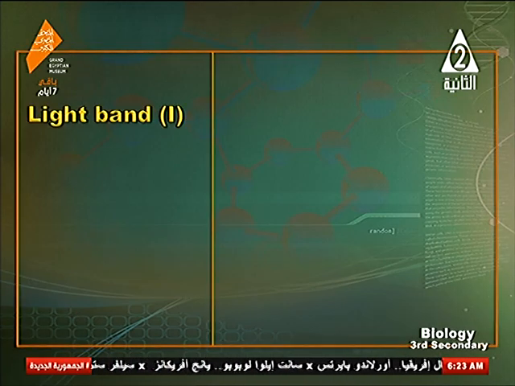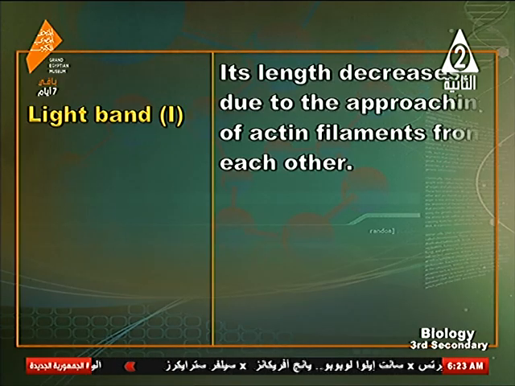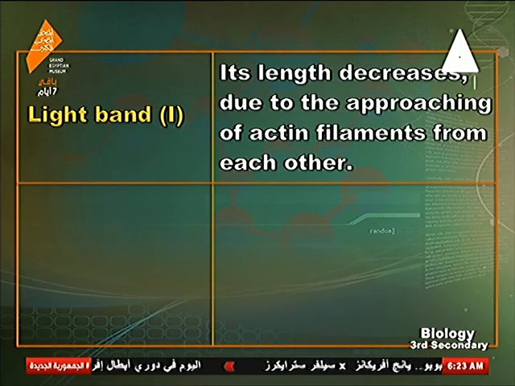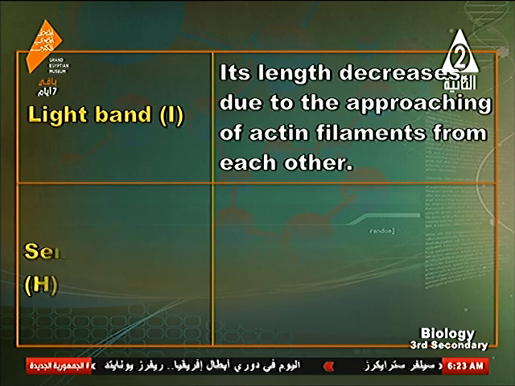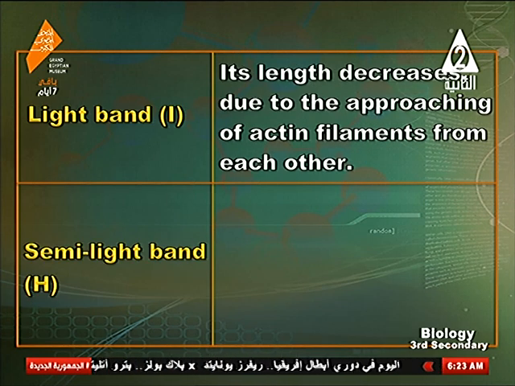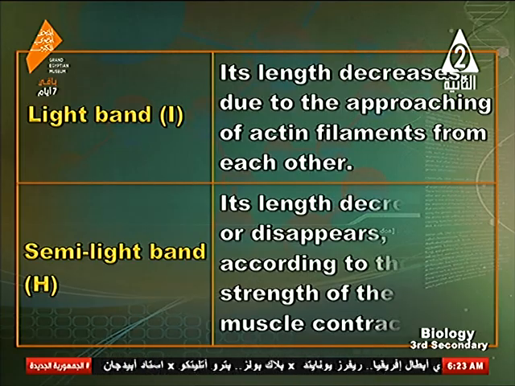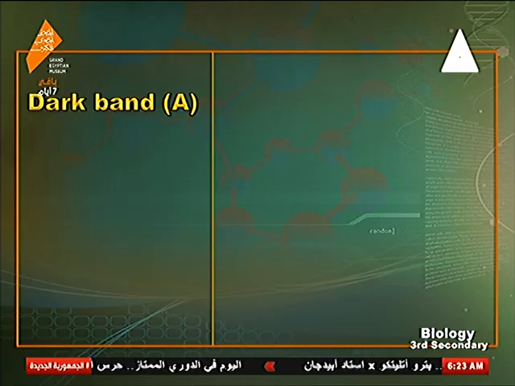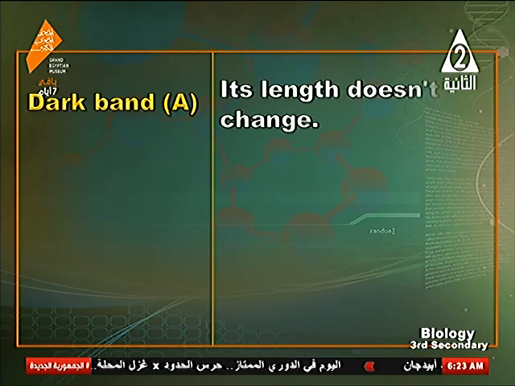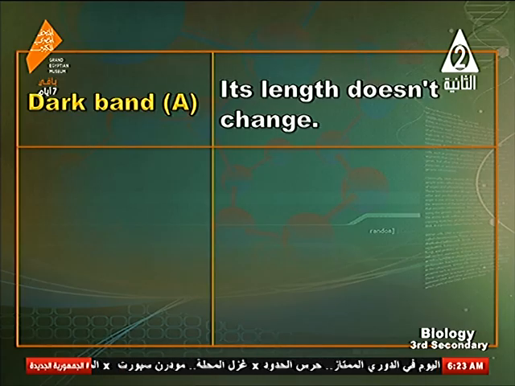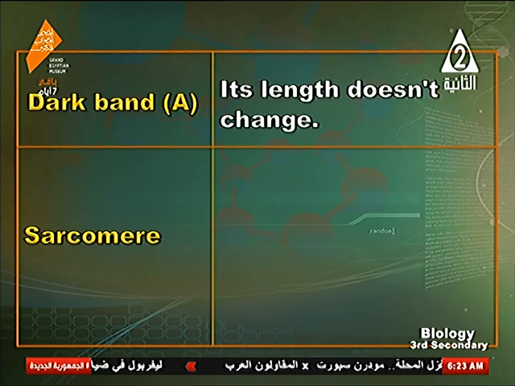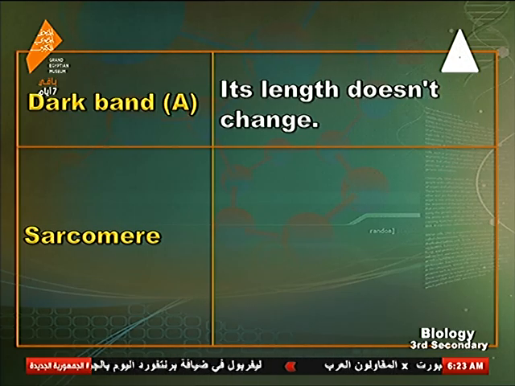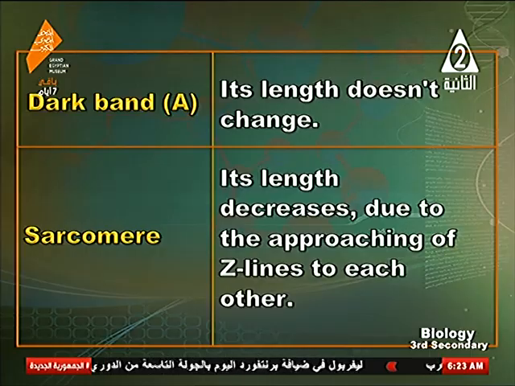The light band during contraction decreases in length due to the approaching of actin filaments from each other, and the semi-light band's length decreases or disappears according to the strength of muscle contraction. Dark band A, which is formed from myosin only, its length doesn't change. Sarcomere, the distance from Z line to Z line, decreases in length due to the approaching of two Z lines together.